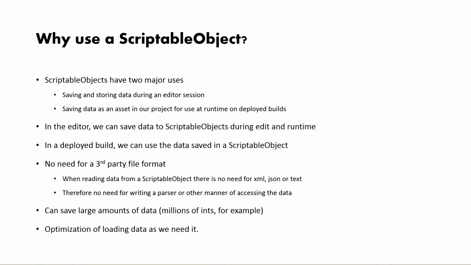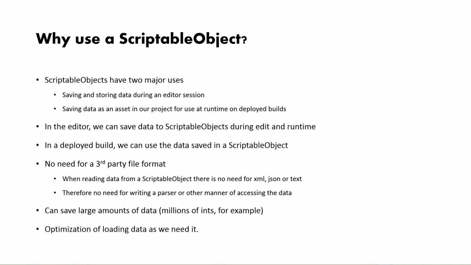And for that, there's no need for third-party file formats. When reading data from a scriptable object, there's no need for XML or JSON or text. You don't need to be writing your own parser. You don't need to be parsing that text and turning it into an object. All of that is handled for you by Unity. So you can just access that scriptable object data directly, and you don't have to fuss around, which is part of the reason that I like it quite a bit.